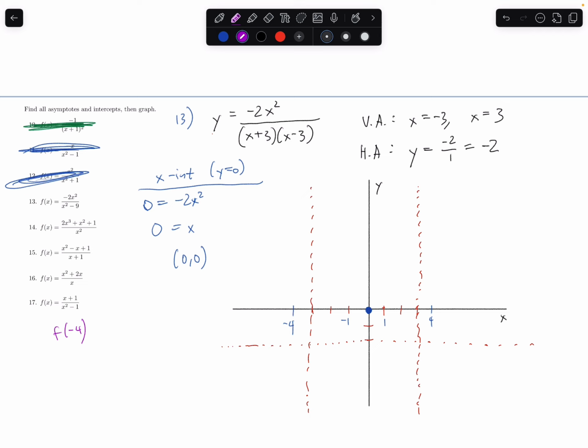Yeah, I'm not too concerned about what the values are exactly. I just want to know whether they're... well, I take it back. I kind of want to know where they are in relation to the horizontal asymptote actually. So I should find out the values.